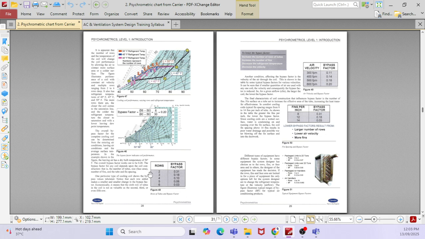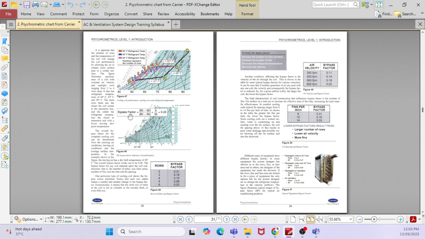You can talk about the different rows. Remember, whenever you do the equipment selection, the equipment manufacturer will come with a two row coil, three row coil, four coil, five coil, six coil. Mainly used in AHU coil selection, AHU and FCU.